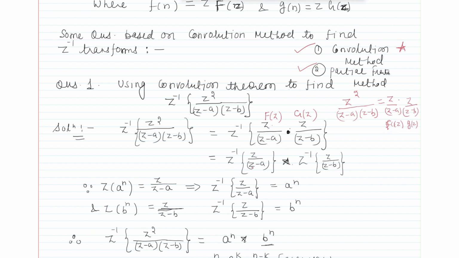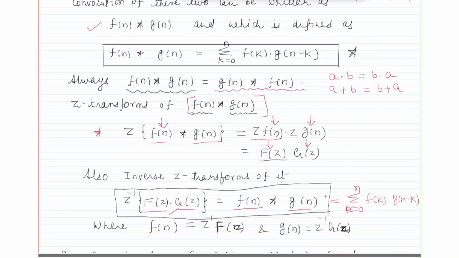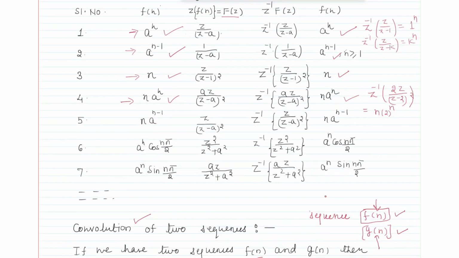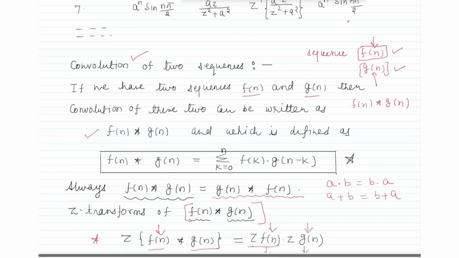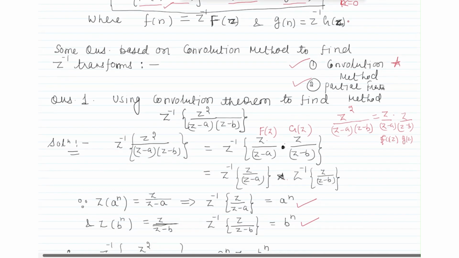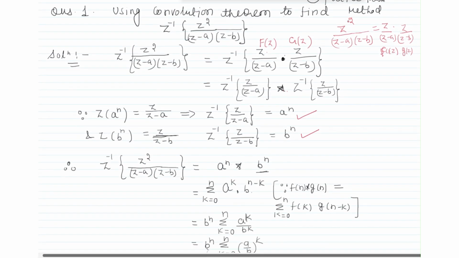So in the list we already know that Z inverse of Z upon Z minus A is equal to a to the power n. Similarly, Z inverse of Z upon Z minus B is b to the power n. Already in the list of standard results we have seen this formula: Z inverse of Z upon Z minus A is equal to a to the power n. So this result we are using in this particular question, and we are using the convolution concept.